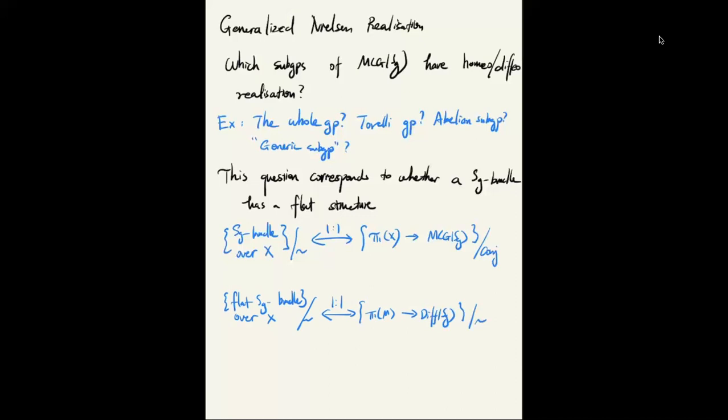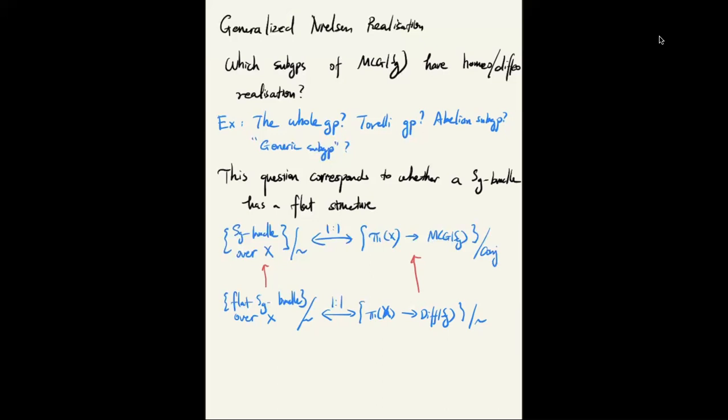So from this, you also have this forgetful map from flat bundle to bundle, or from homomorphism from pi one of M into diffeo of X, to diffeo of SG, forgetful, and then taking composing with a forgetful map into mapping class group. Then these two both have the forgetful map. And the question of whether a surface bundle has a flat structure is to ask whether this is the image.